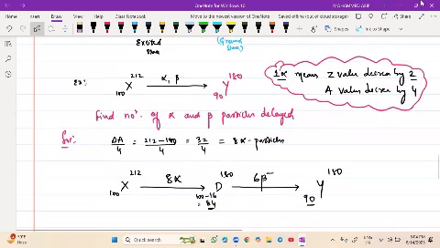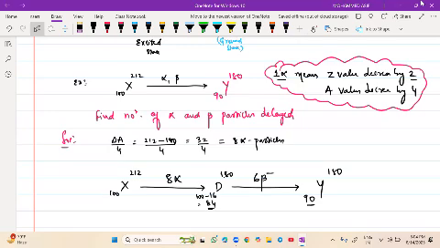The given question is: element X with atomic number 100 and mass number 212 undergoes some process of alpha and beta decay, giving atomic number 90 and mass number 180. It asks us to find the number of alpha particles and beta particles emitted.